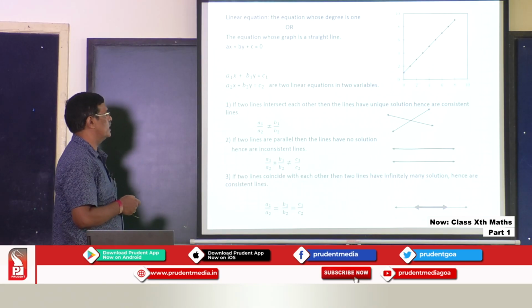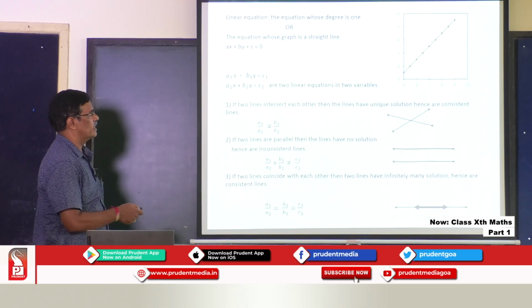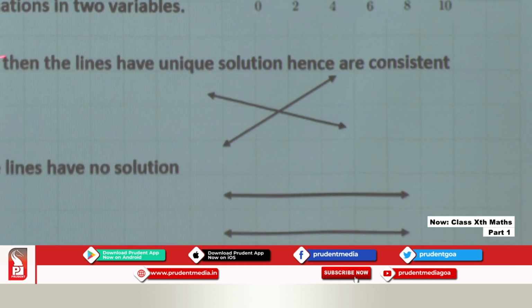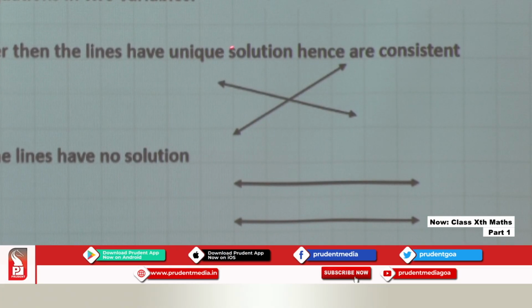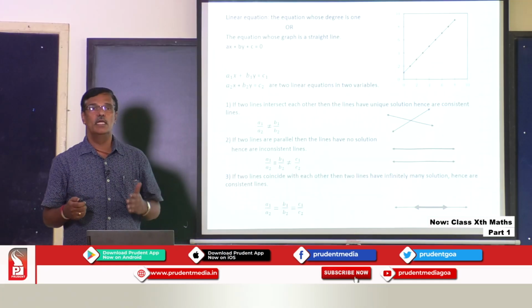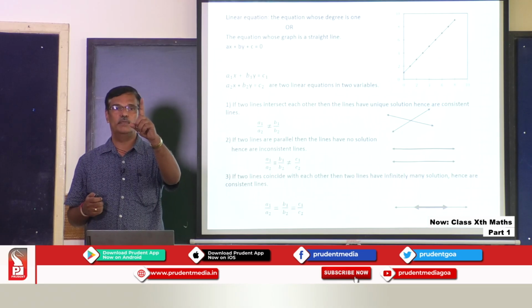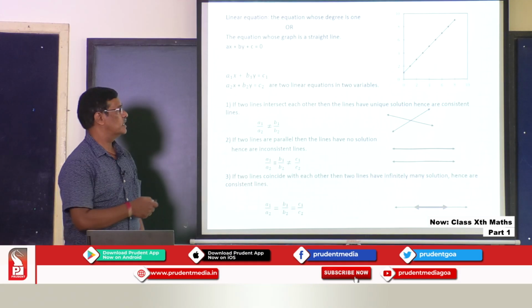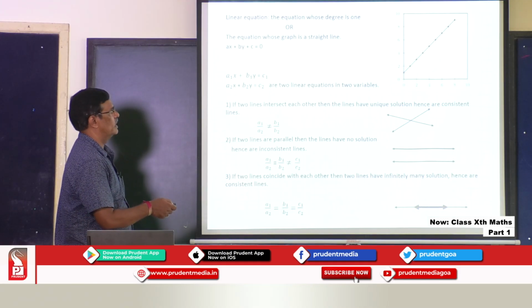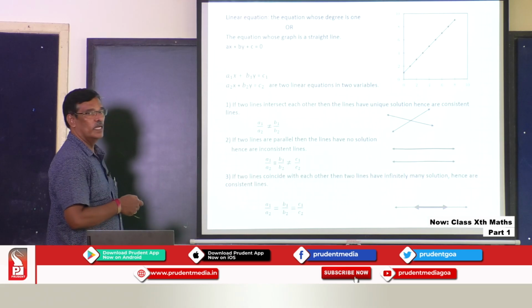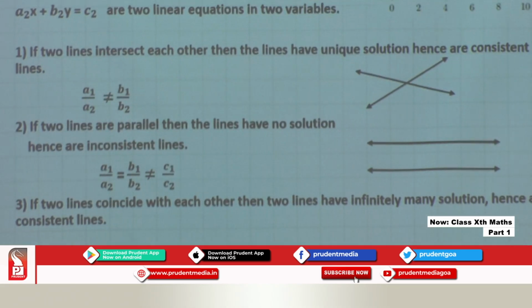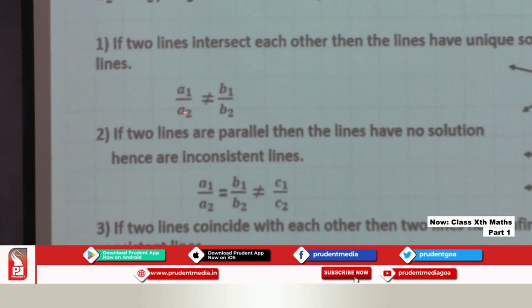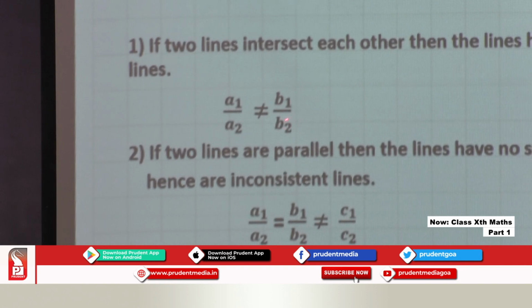Now in the first case, if two lines intersect each other, then these lines have a unique solution. Unique means these two lines give only one solution. And the lines which give one solution are always consistent lines. When lines are consistent, we get one condition. And what is that condition? We get this condition, a1 upon a2 is not equal to b1 upon b2.